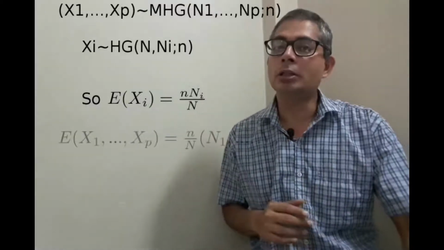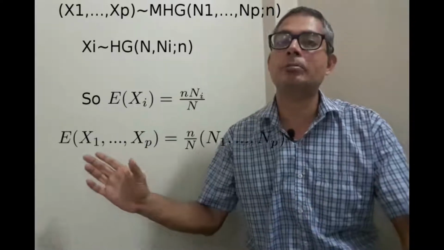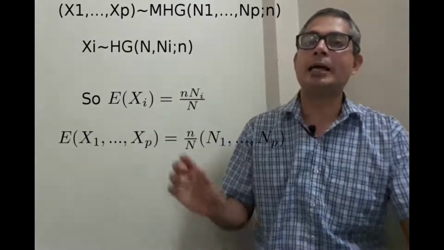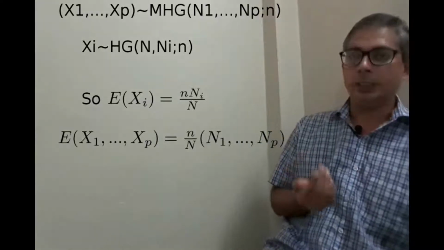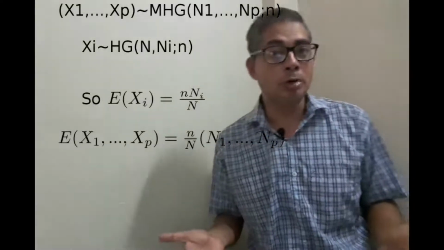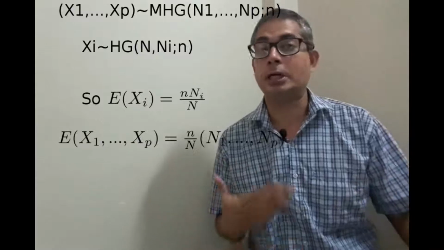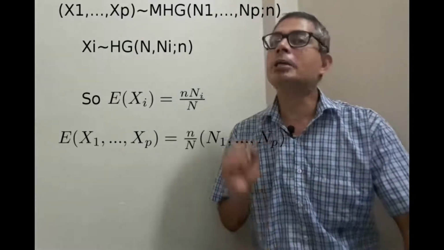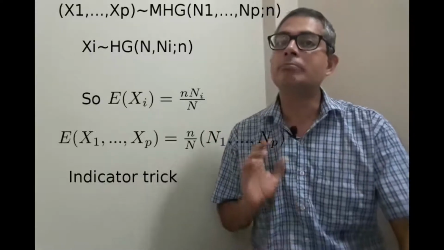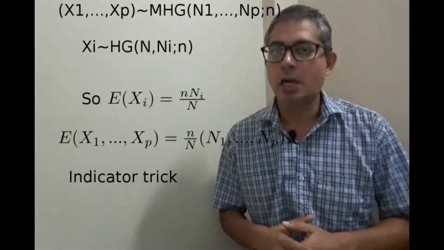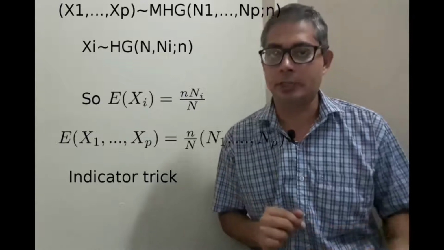So, combining all these things, we have the expected value of the entire random vector as, taking n by N common, N1 to Np. You may try to prove this by brute force using the PMF as well, but there is a nifty trick using indicator variables that makes the proof much easier. We shall discuss that in the next video.